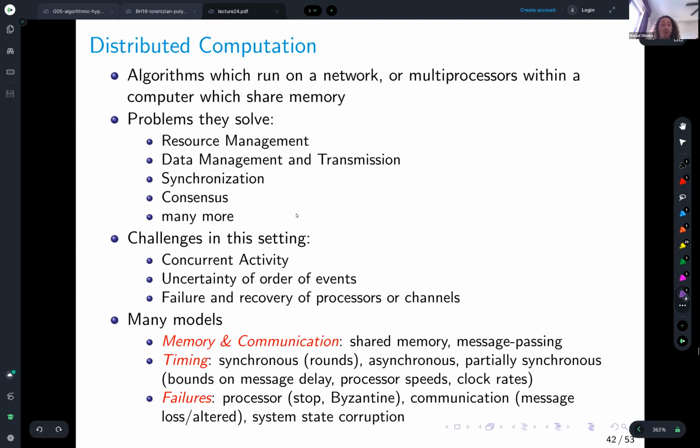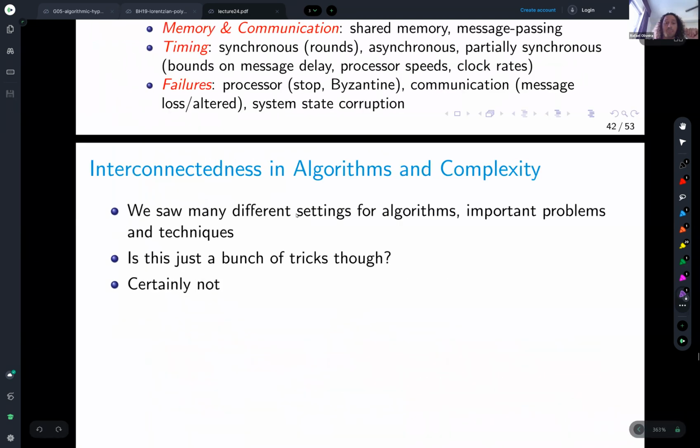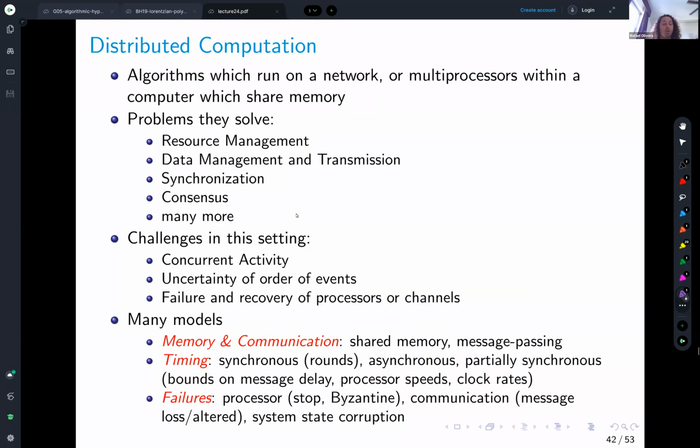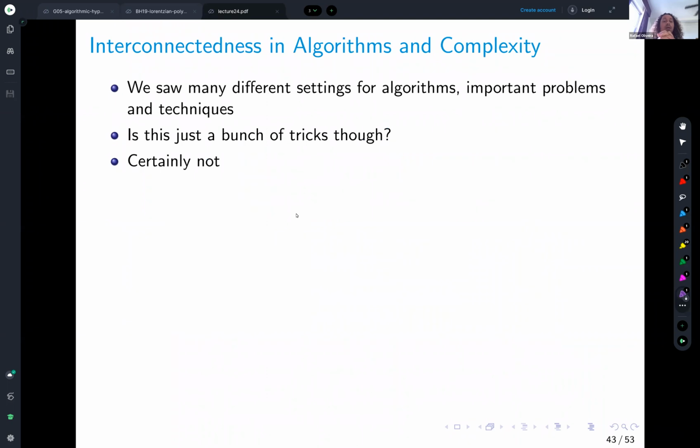And we saw that even within distributed computation, there's many models to consider based on the memory and communication types that you're going to allow or that you have, the timing of the processors in your network, and also the types of failures that you want to tolerate, right? And now that we have this whole list, you may be wondering, oh, okay, why are we going through the whole list, right?